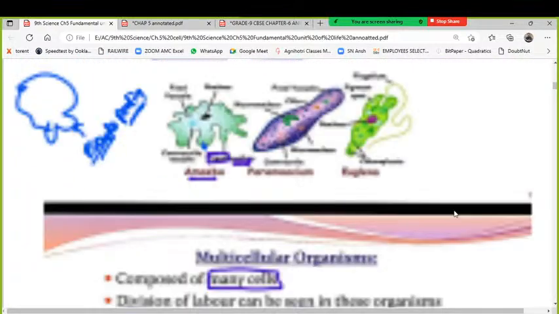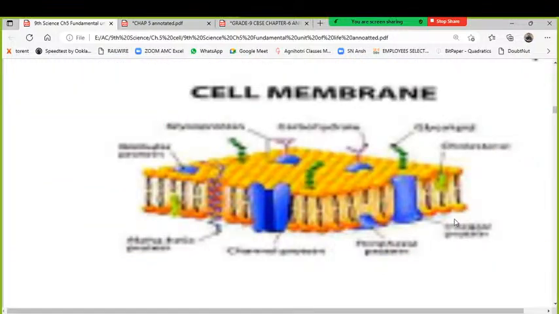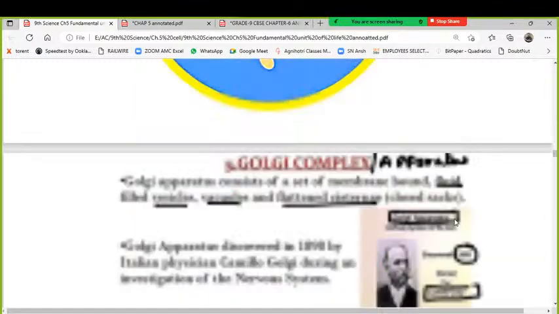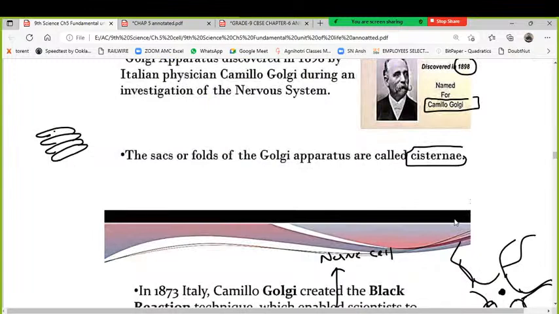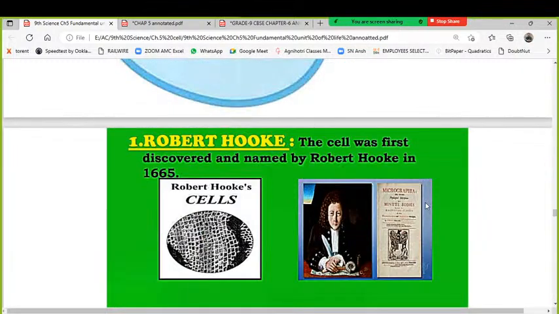I have one more slide for you to go through about these scientists that I have promised you. I will help you with those scientists, and I have that entire slide in which I have presented those important scientists in detail. I'm just telling you about those scientists. The first scientist is Robert Hooke, obviously.